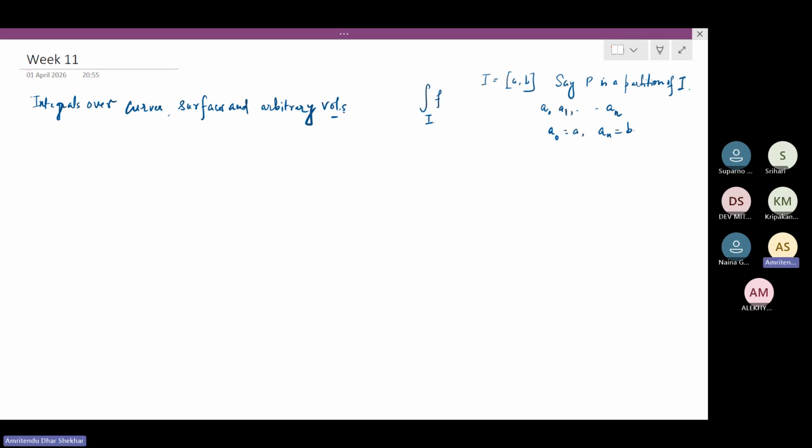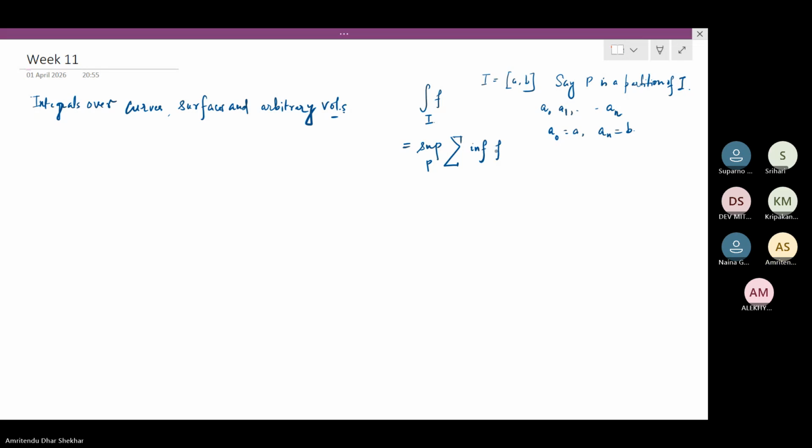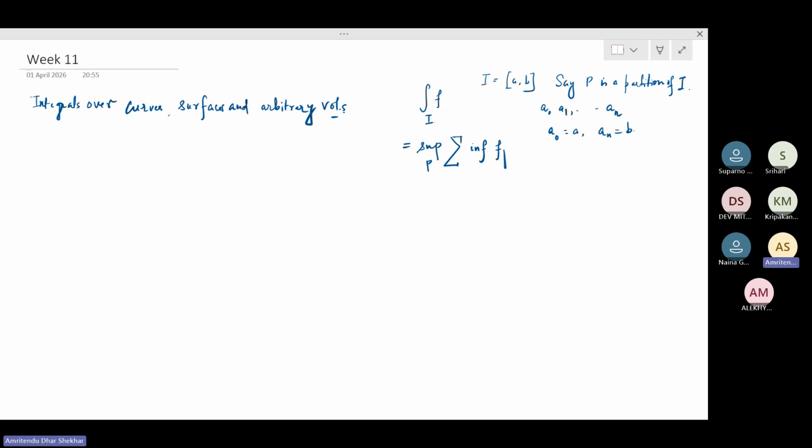And then this integral is effectively a Riemann sum, which means that it is the supremum over all such partitions of a sum where you take the infimum of f over a particular interval, (a_{i-1}, a_i), where i is equal to 1 up to n. And this is over all possible partitions.